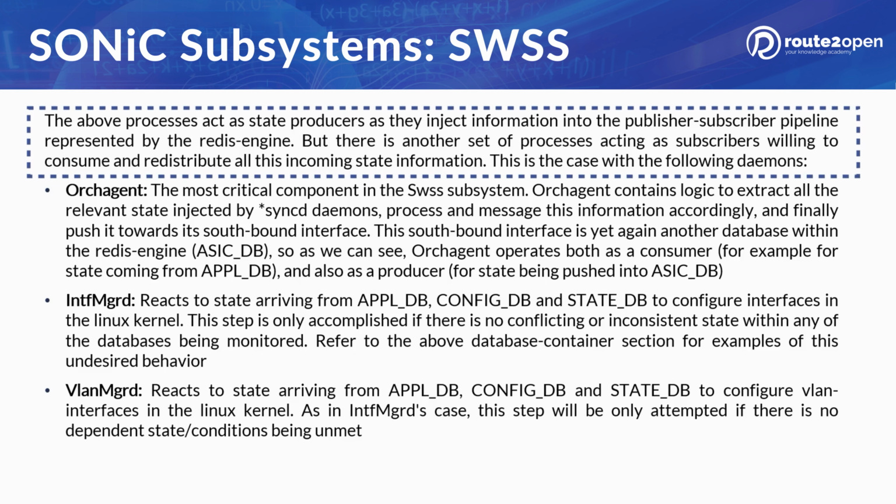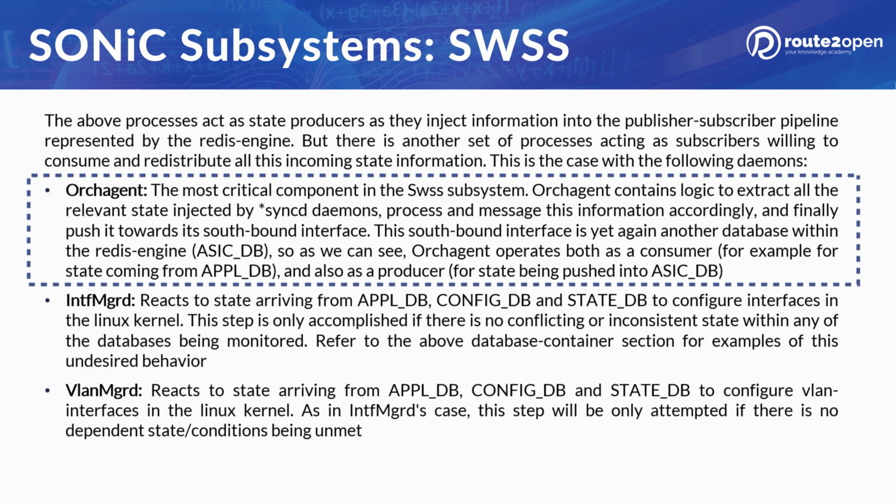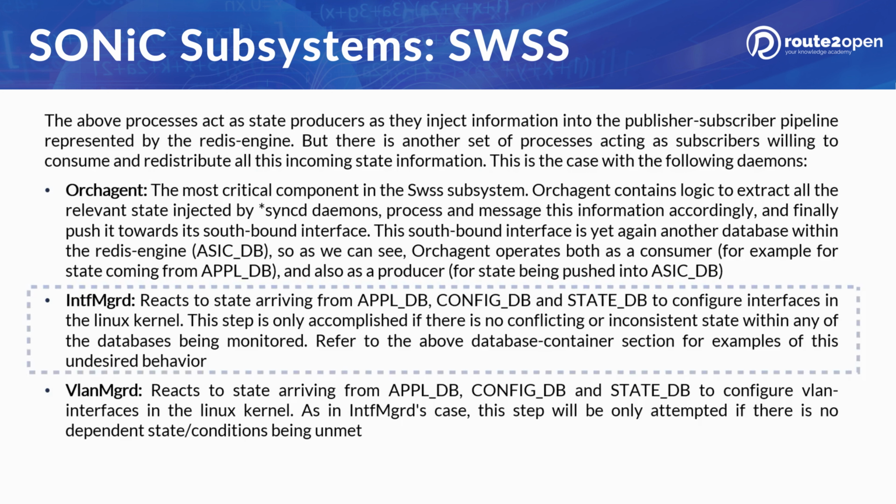This is the case with the following daemons. Orchagent is the most critical component in the SWSS subsystem. Orchagent contains logic to extract all the relevant state injected by syncd daemons, process and massage this information accordingly, and finally push it towards its southbound interface. This southbound interface is yet again another database within this Redis engine, the ASICDB. So as we can see, Orchagent operates both as a consumer, for example for state coming from AppDB, and also as a producer, for state being pushed into ASICDB.